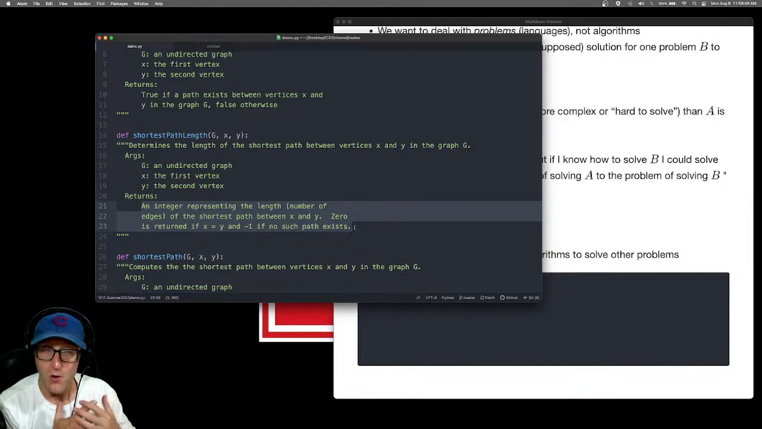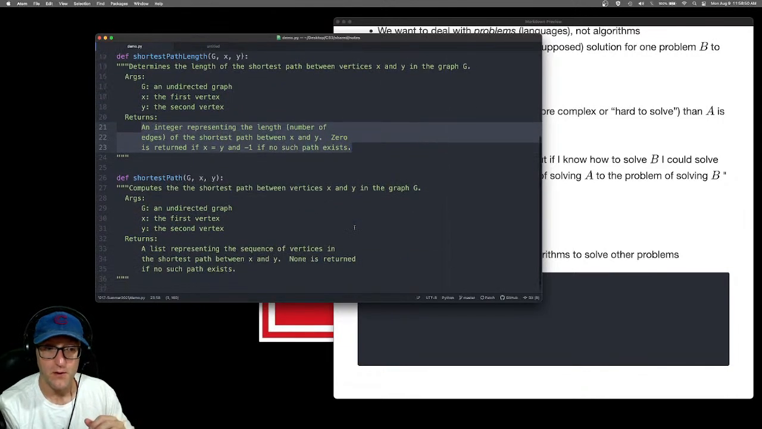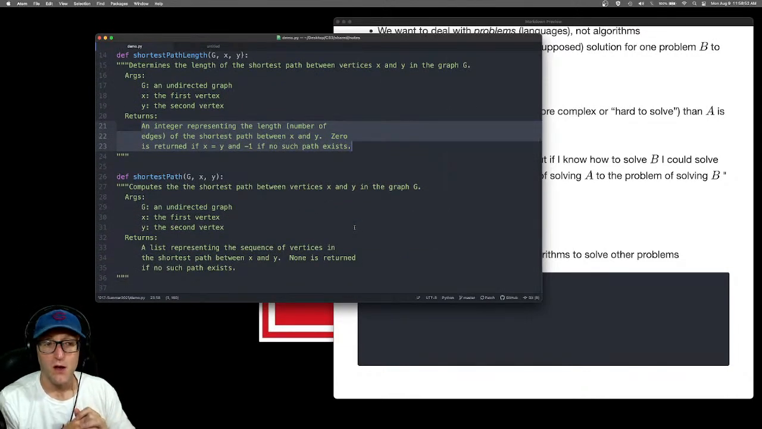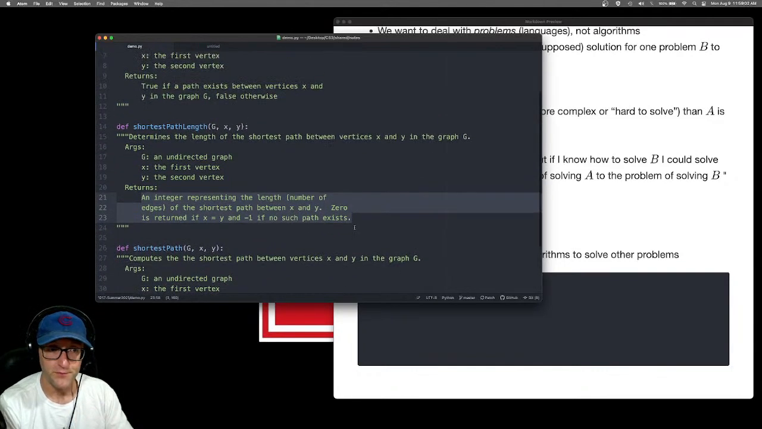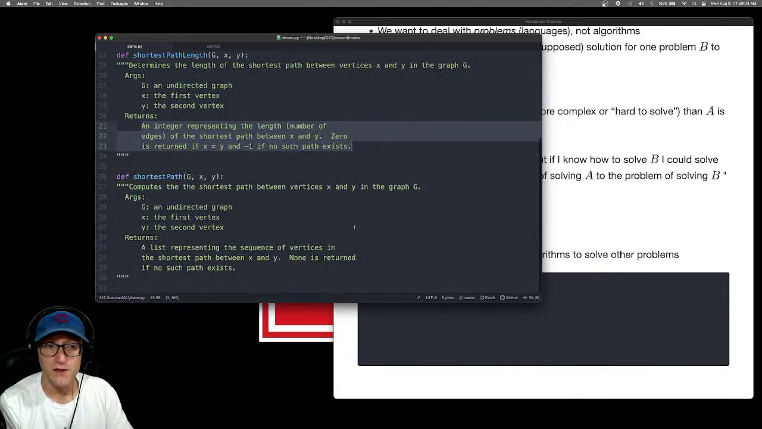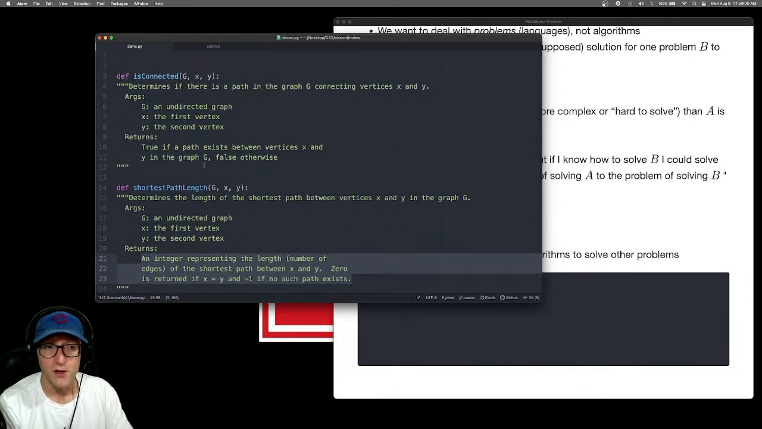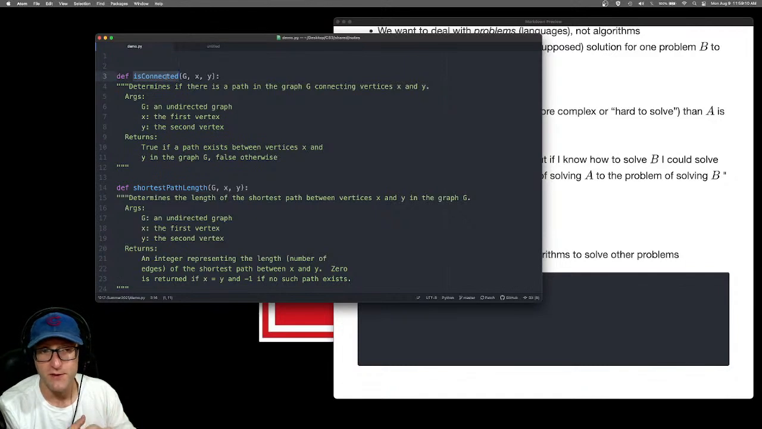So we're always going to be returning an integer from this function. Shortest path. A list will be returned representing the sequence of vertices in the shortest path between X and Y. None is returned if no such path exists. So which one of these should we write first? Should I immediately say, okay, well, is connected, I'll go ahead and write BFS, DFS to determine that, whatever, right? Stop, back up a second here.